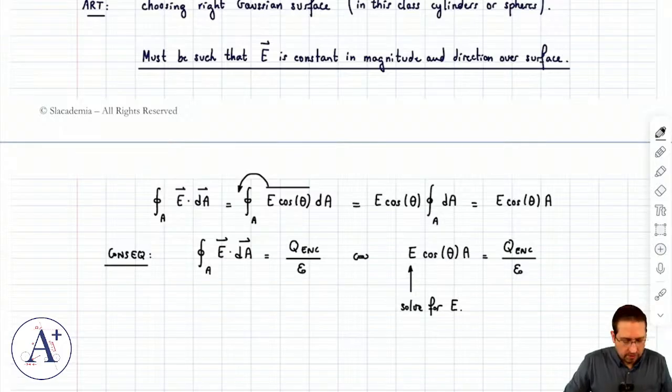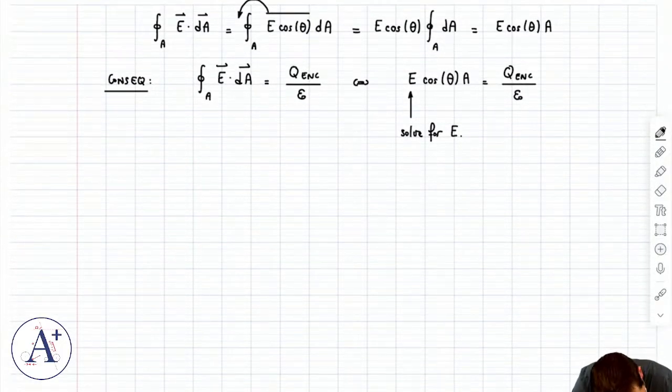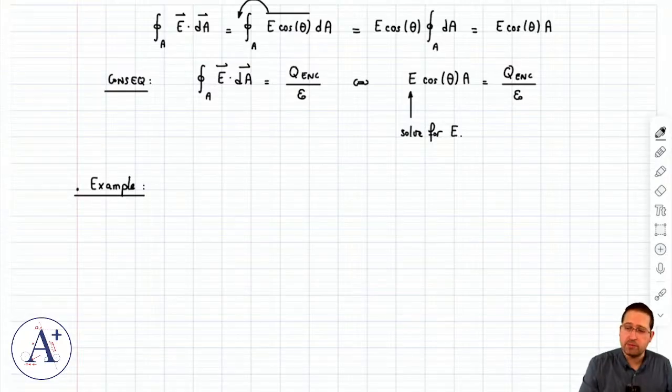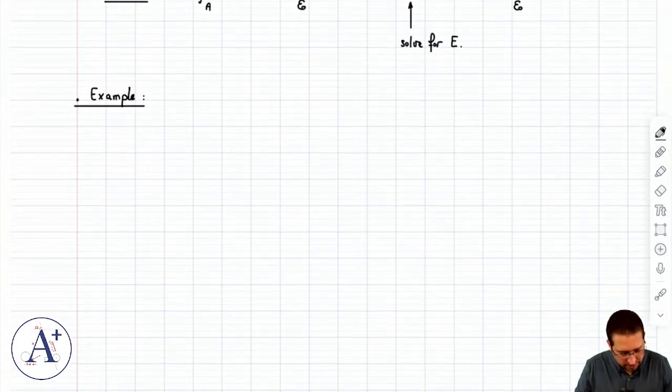Okay, so let's do an example, and then we'll do some practice problems. This example is going to be very simple. We already know the answer anyway because we're going to apply it to the point charge, but it's important to see how you would go about choosing your Gaussian surface and then applying Gauss's law to get the electric field.